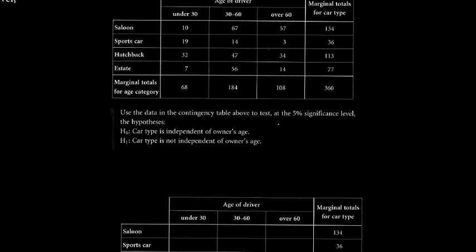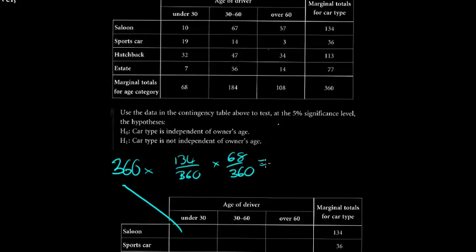So in my little table, in this cell, which I need to write in a different colour, I'd have 360 times the probability of saloon and under 30, which is 134 over 360 times 68 over 360. And if I type that in my calculator, that gives me 25.31 recurring. So 25.31 and the 1 recurs. I'll probably only do it to a couple of decimal places.